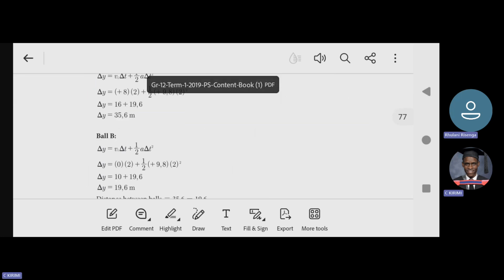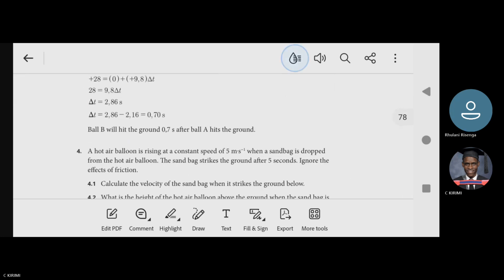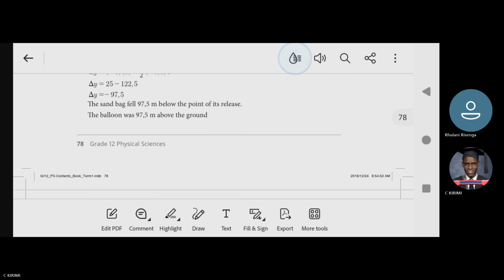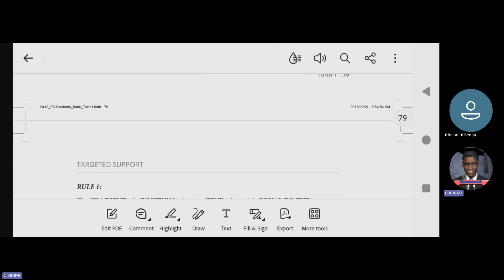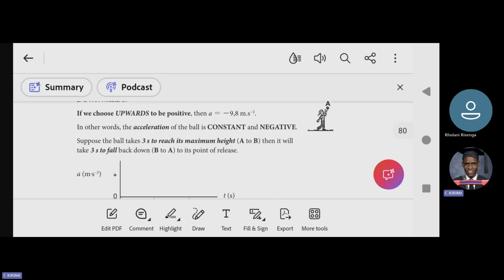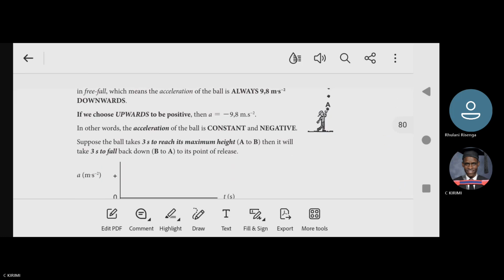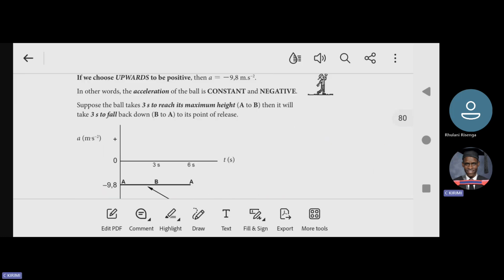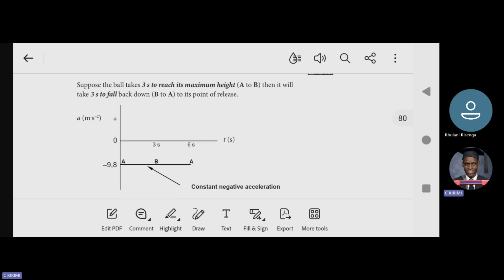And yesterday we were talking about this projectile, so let's see if we can have one of the graphs. We discussed the graphs there. All right, suppose the ball takes 3 seconds to reach the maximum height, A to B, then it will take 3 seconds to fall back, B to A.